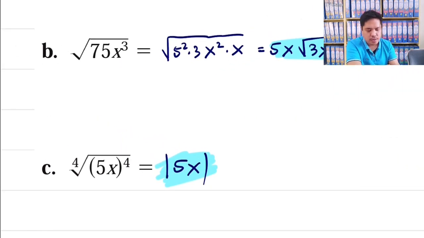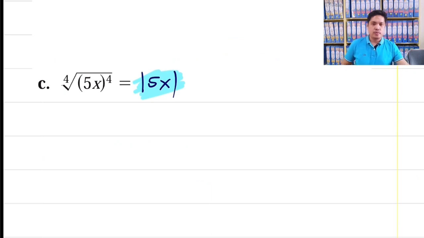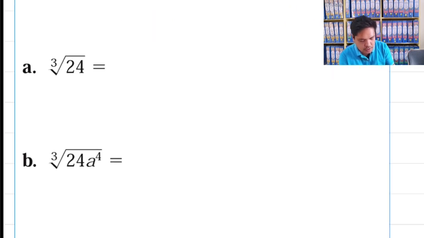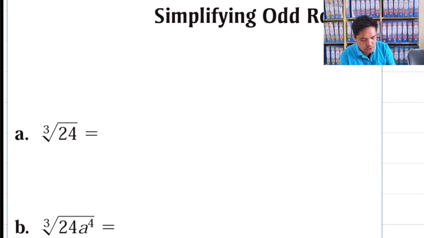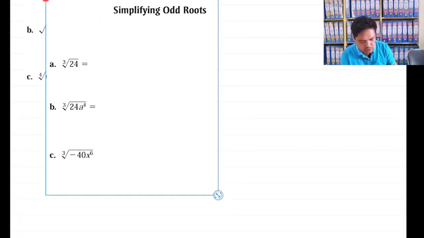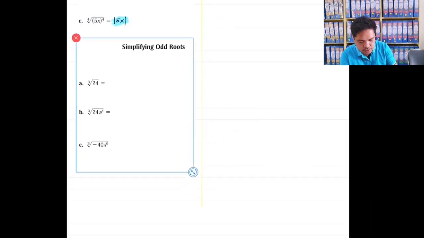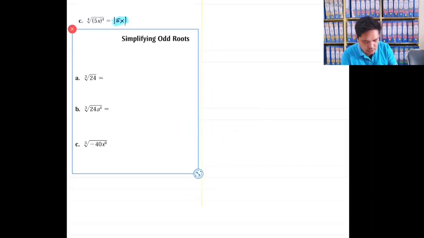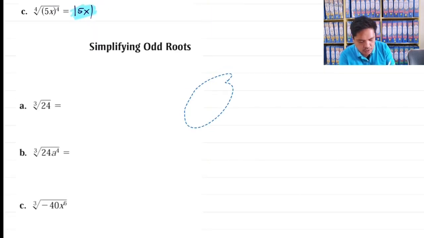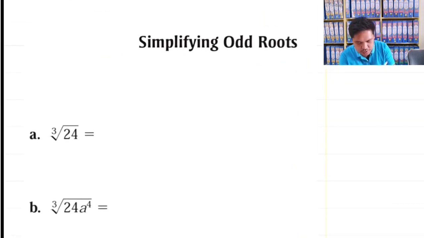Napakadali. Di ba? Walang challenge. Okay, another one. Problem 19. Okay, 19. Let's try this problem. How about if we need to simplify mga odd roots naman? Kanina even. So this time, mag-add naman tayo. Odd. Not add. Odd. Ayan.